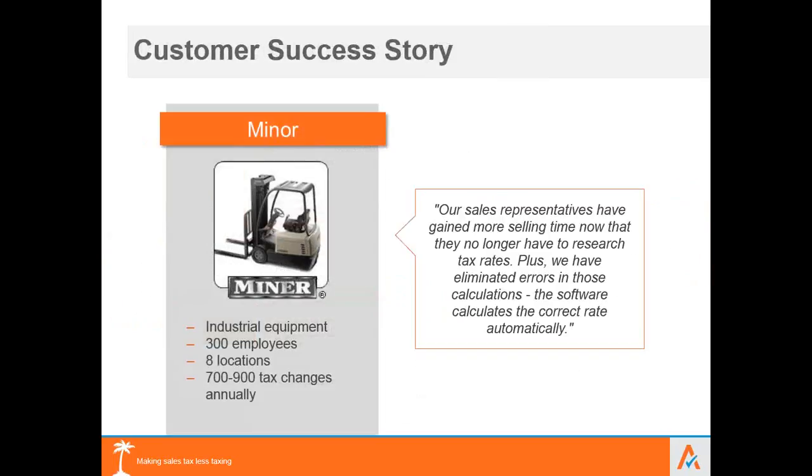All right, another customer success story here. We've got an industrial equipment company that has 8 different locations and 300 employees across those locations. They estimated around 700 to 900 tax changes annually that they have to manage. A quote from their company: "Our sales representatives have gained more selling time now that they no longer have to research tax rates. Plus, we've eliminated errors in those calculations. The software calculates the correct rate automatically."